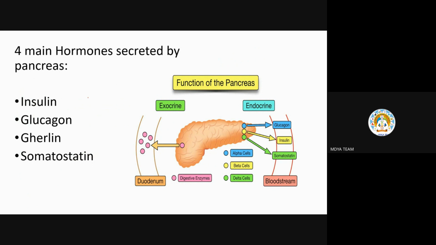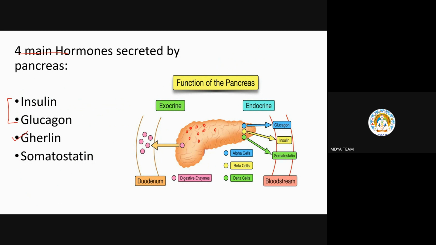So what happens in the pancreas? In the pancreas there are small structures called islets of Langerhans. These islets of Langerhans have different cells inside. I'll show you. These cells are alpha, beta, delta, and so on. There are four main hormones, but we have to be concerned about insulin as well as glucagon.